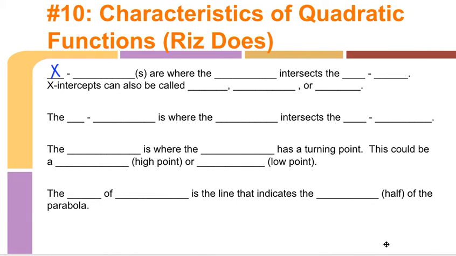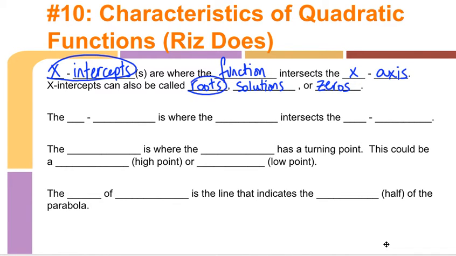So, x-intercepts are where the function intersects the x-axis. X-intercepts can also be called roots, solutions, or zeros. That's what's interesting about x-intercepts, is that these four words actually all mean the same thing. X-intercepts, roots, solutions, or zeros all mean the same thing. Okay. The next characteristic was the y-intercept. The y-intercept, just like in a line, is where the function intersects the y-axis.